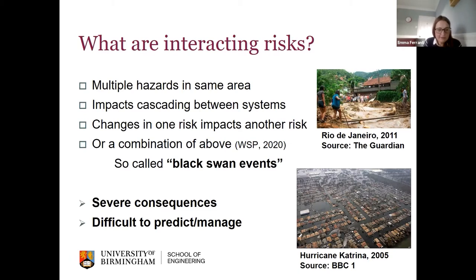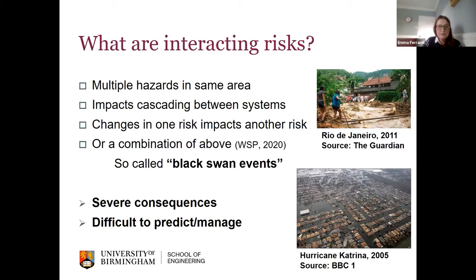So I've given a couple of examples of interacting risks. First off, Hurricane Katrina in 2005, which really changed the way we view these events, obviously after the events, in hindsight, of course. And also flooding in Rio de Janeiro in 2011, which led to an entirely new way of managing resilience in the city. And if you're interested in that, please come along to our event on the 11th of November, where we have the Chief Resilience Officer for Rio de Janeiro talking about urban resilience.